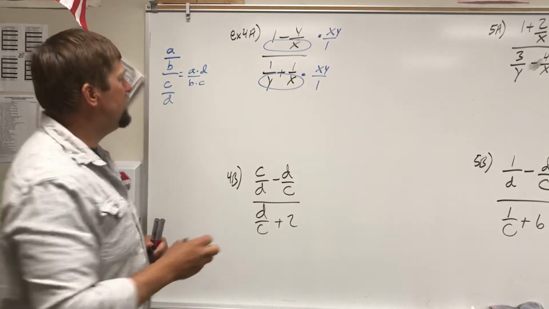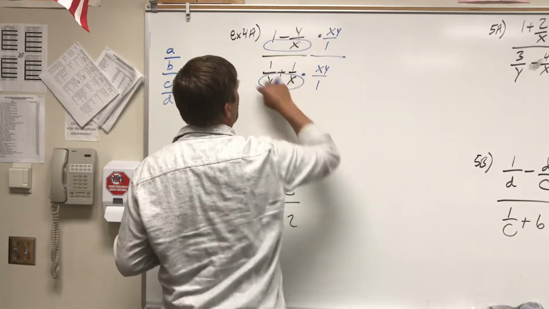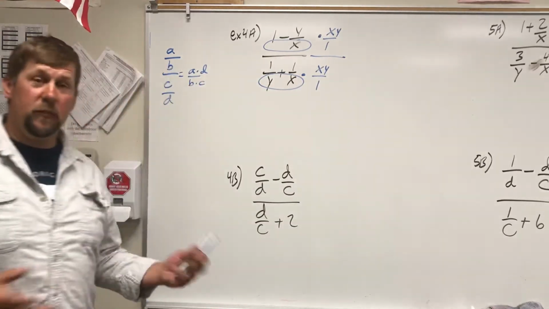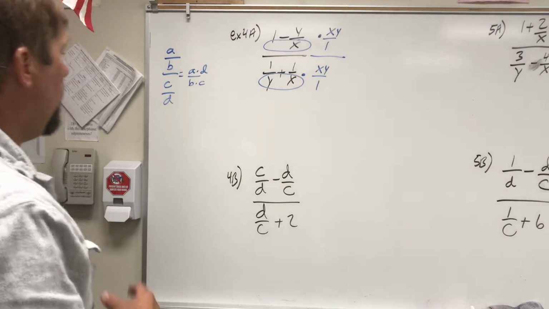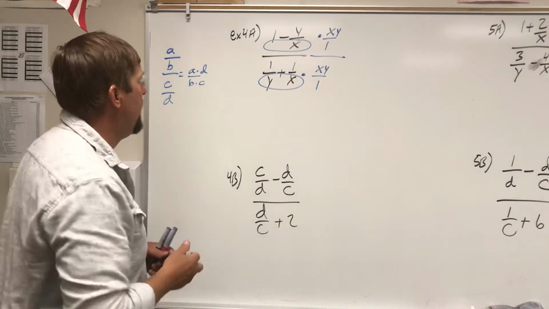I'm doing this, and I can, because I'm multiplying this whole complex fraction by 1. Anything over itself is 1. When you multiply by anything over itself, which is 1, it doesn't change. It changes the way it looks, but it doesn't change the value.